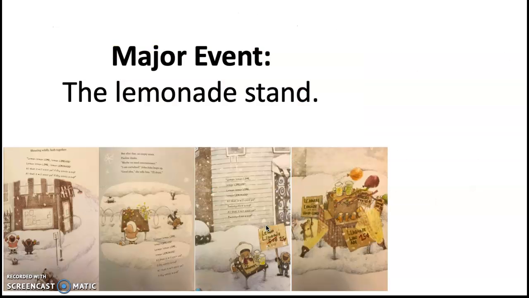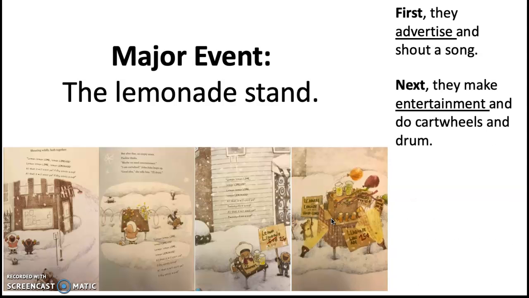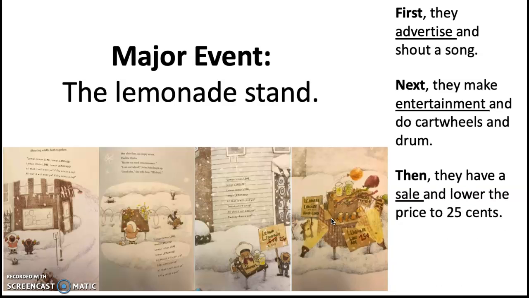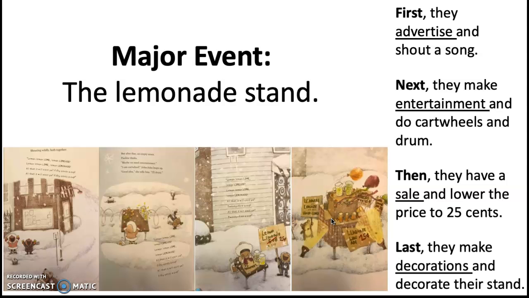So what we just did was described together the lemonade stand major event. These were all pages of things that they did to their lemonade stand. First, they advertised and shouted songs. Next, they made entertainment and did cartwheels and drumming. Then they had a sale and lowered the price to 25 cents. And last, they made decorations and decorated their stand. Good job, boys and girls, describing major events.